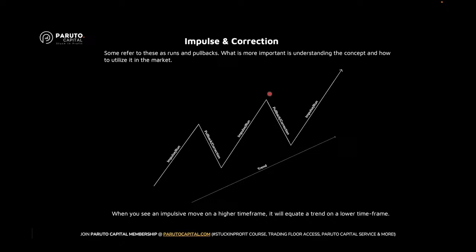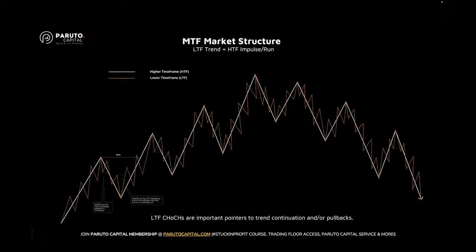So the rally up, the rally can be called a run or an impulse, right? Then the pullback, some persons might call it a correction. It's just the same thing. The most important thing is understanding the concept. Now when you see an impulsive move on a higher time frame, for example this type of move from here, right? When you see this type of move on a high time frame, it's usually a trend on a lower time frame, right? That's just something to note, and we're going to see that shortly.